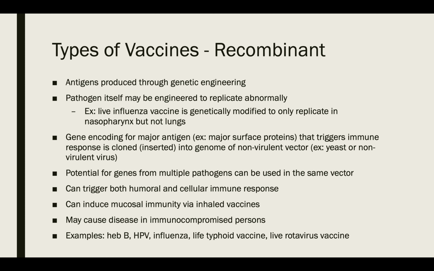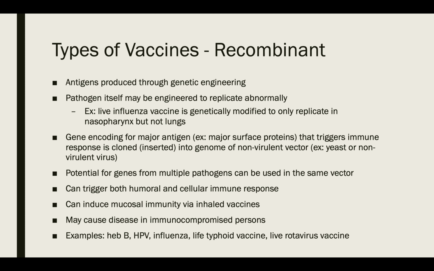So these vaccines can trigger both humoral and cellular immune responses, which is great. They can trigger those B cells as humoral with antibodies, or cellular, which would be your CD4 and your CD8 T cells. They can induce mucosal immunity because you can have inhaled recombinant vaccines. They're being given in the natural route of infection.